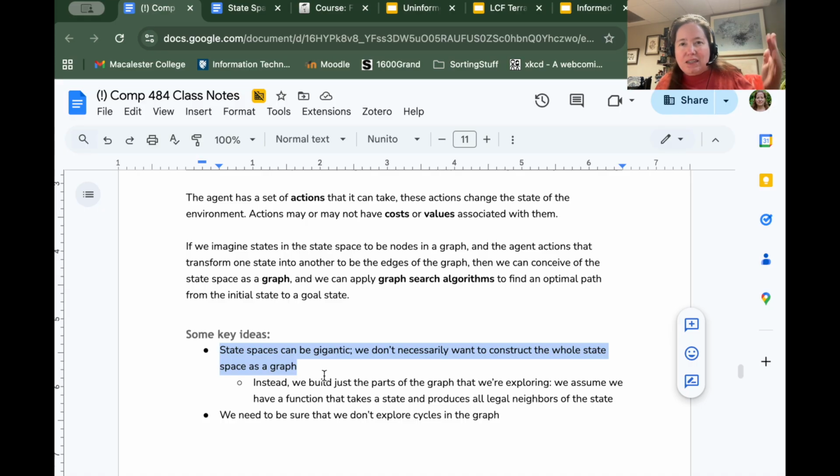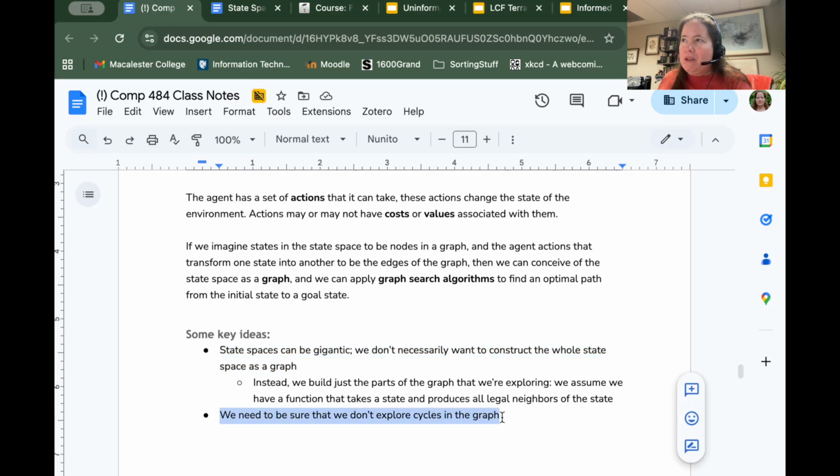If I'm trying to get my self-driving car to drive from campus to a location that's a mile away, I don't want to be thinking about driving in Venezuela or driving somewhere in the northern reaches of Canada. That's not relevant. I would like to focus on the part of that state space that is close to where the goal and the initial states are. All right, that just means we have to be really careful that we don't end up accidentally exploring cycles and getting stuck in a loop where we never actually make our way to our solution.